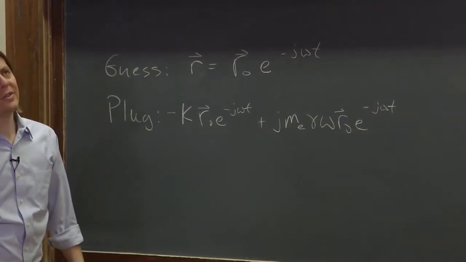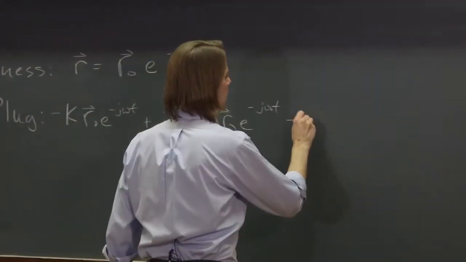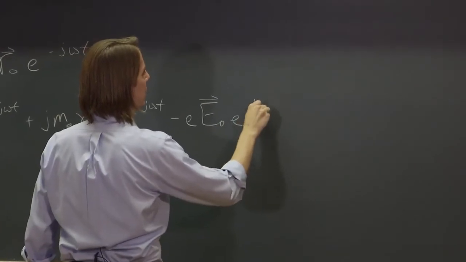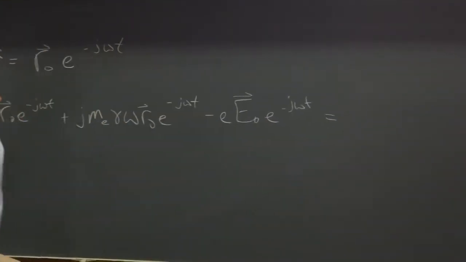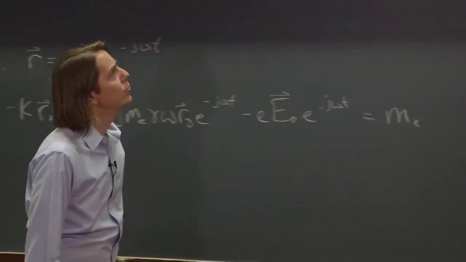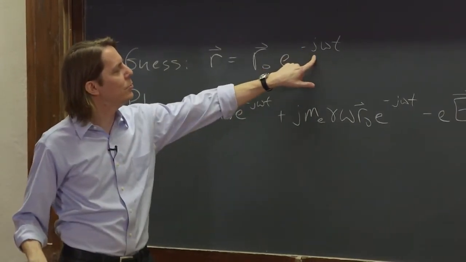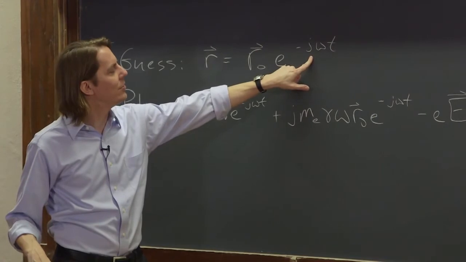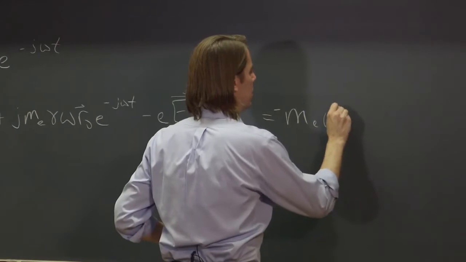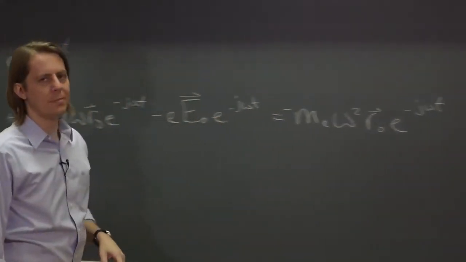And then minus the charge on the electron, minus e, times E naught. This is the driving term, you don't put r in it. E to the minus j omega t equals the mass of the electron, me, and then two derivatives of r. Two negatives make a positive, but then two j's make a negative one. So minus omega squared r naught e to the minus j omega t.